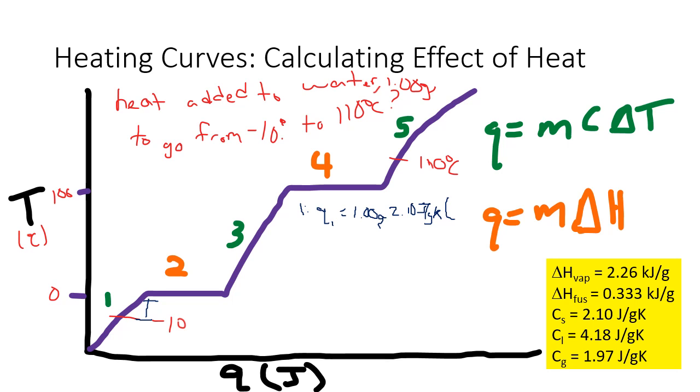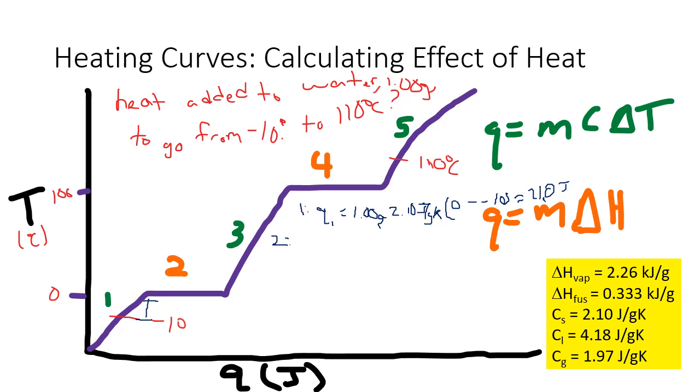All right, so we're starting at negative 10, we're going to 0, so 0 is our final temperature, and we started at negative 10, which gives us positive 10 as our temperature change. When we put all of that together, 1 times 2.10 times 10, we get 21.0 joules to raise the temperature from negative 10 to 0 degrees Celsius.